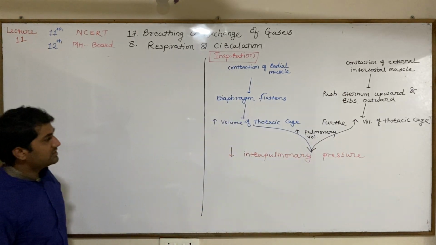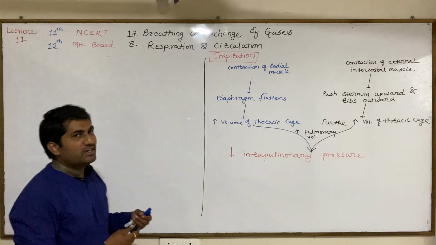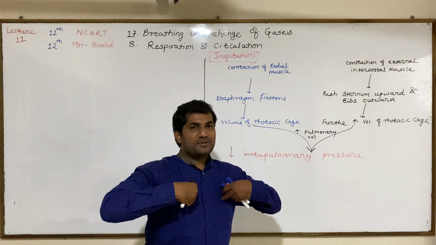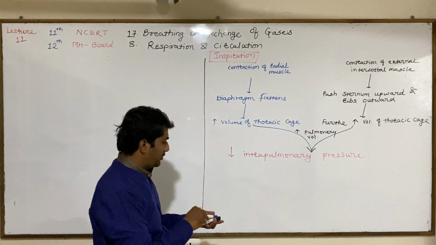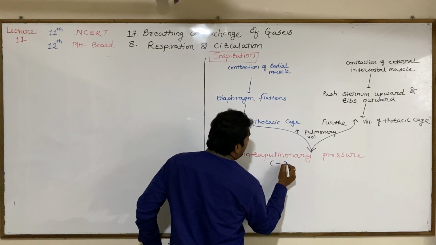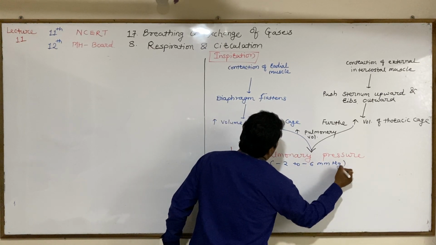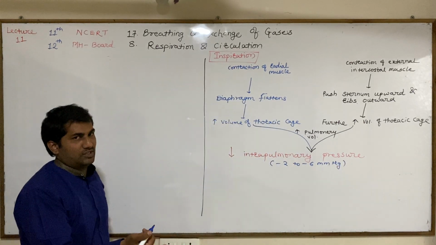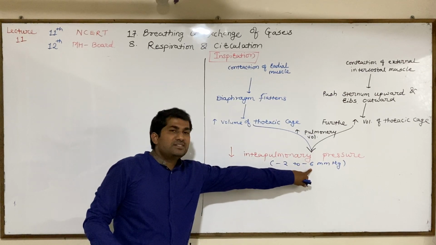And it will cause decreasing intrapulmonary pressure. As the intrapulmonary pressure decreases, what does that mean? When the pressure in the lungs decreases, the outside air immediately enters inside. How much does the pressure decrease? -2 to -6 mmHg than the atmospheric pressure. 760 minus 2, or 760 minus 6.